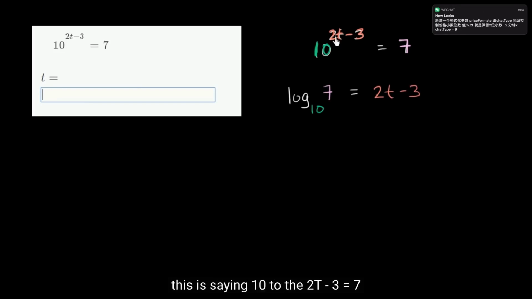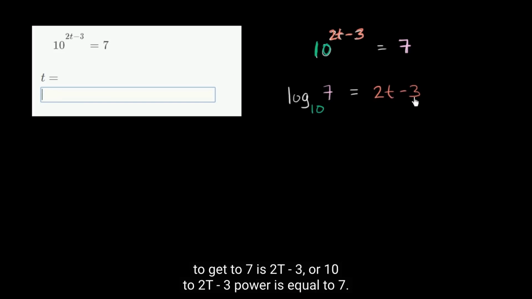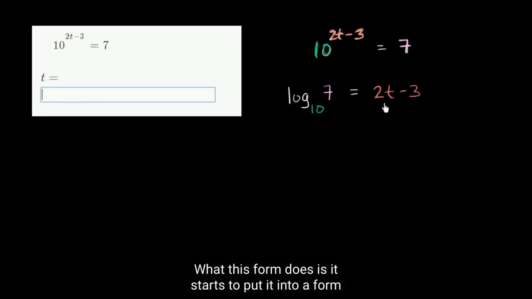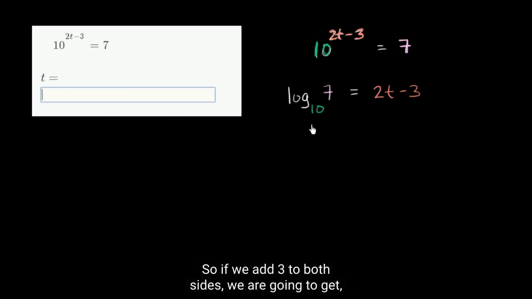This is saying that the power that I need to raise 10 to get to 7 is 2t minus 3, or 10 to the 2t minus 3 power is equal to 7. So these are equivalent statements. What this form does is it puts it into a form that's easier to solve for t. Now if we want to solve for t, we can add 3 to both sides.